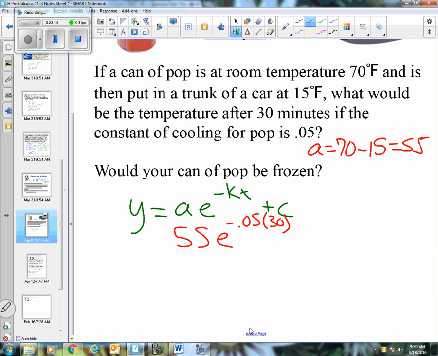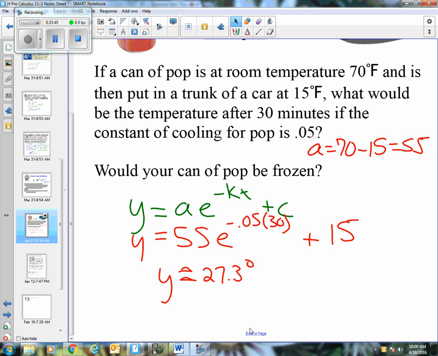I've got 30 minutes. Now again, if I put the T in there or the X, I could graph the equation and I could look at my temperature of my pop over time. I could actually look at the graph and see what it would be after each amount of time, where it would be at. And then the constant that it's going to be going into was 15 degrees. The surrounding temperature was 15. Don't forget to add that on there, because that's the coolest it can ever be. Now, if you do that calculation, try it on your calculator, you should get about 27.3 degrees. So after 30 minutes only, just 30 minutes, that can of pop is already below freezing. It's under 32.